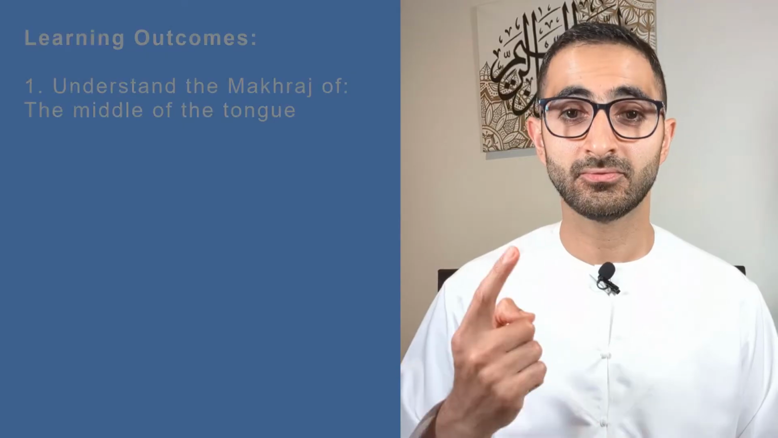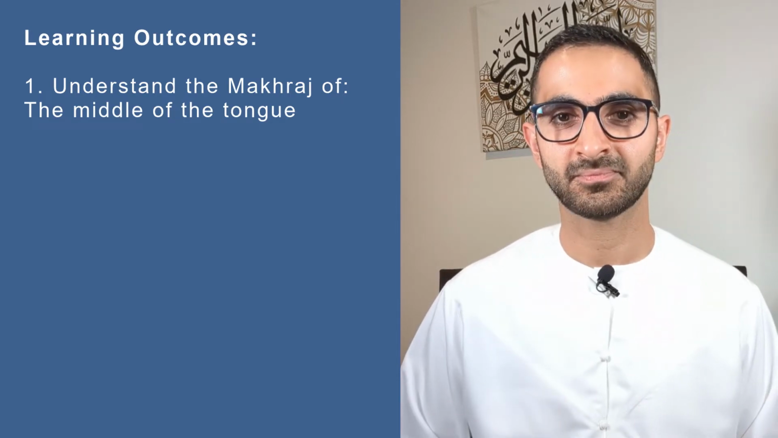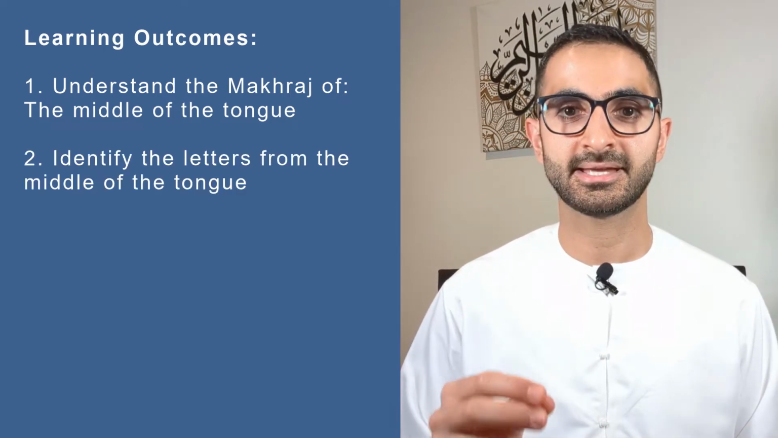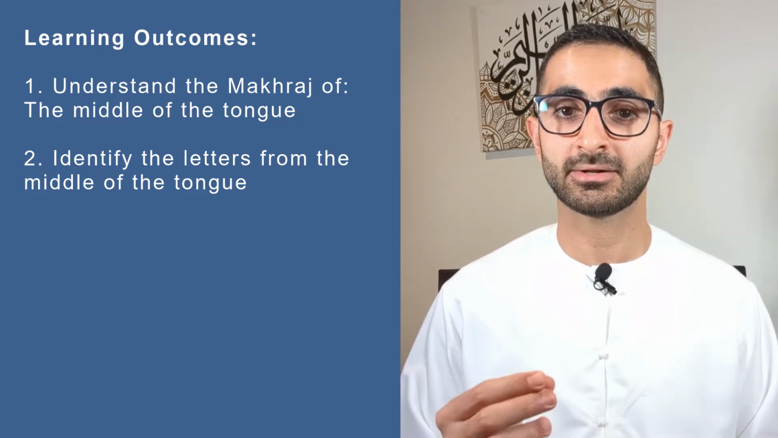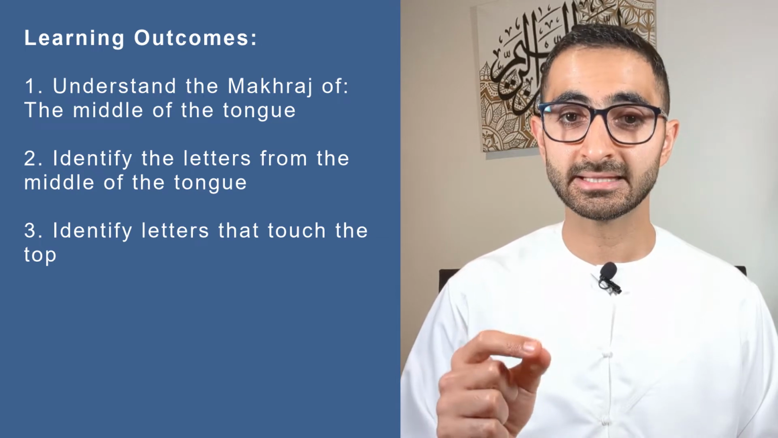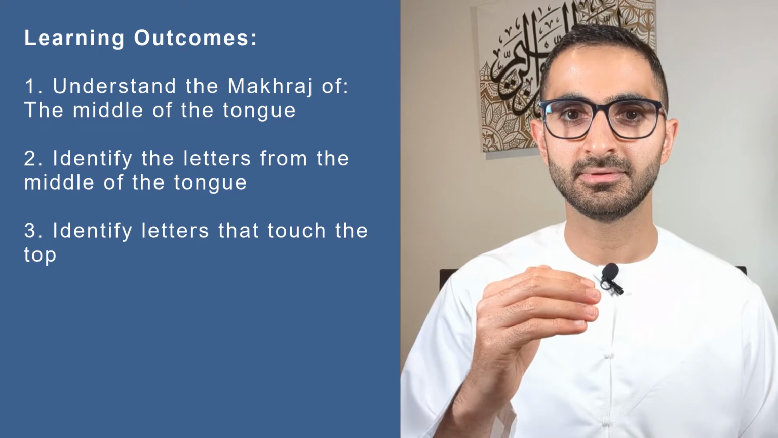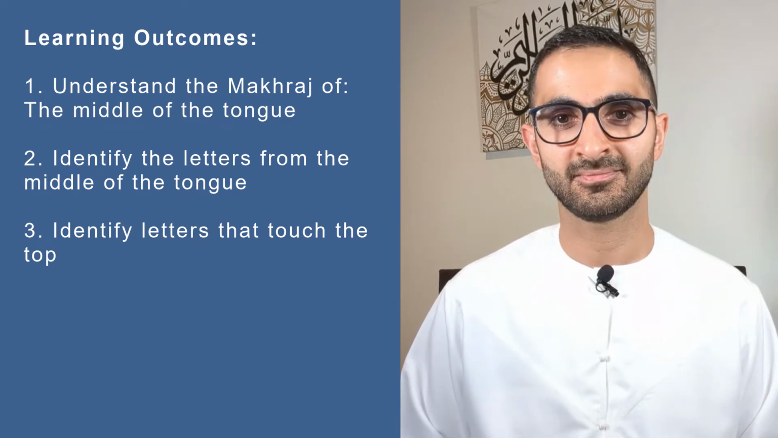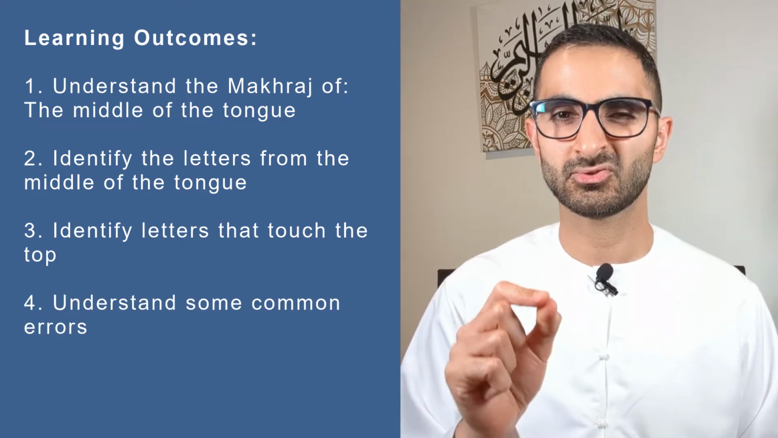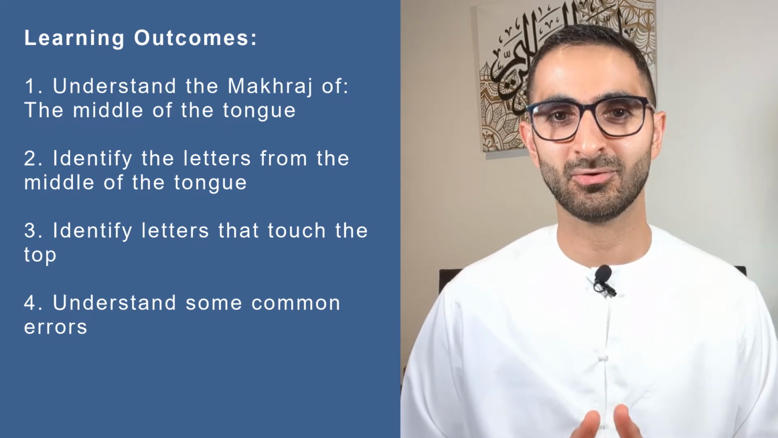What we want to get out of this video in terms of learning outcomes is four main points. The first one is to understand the makhraj of the middle of the tongue. The second one is to understand which letters come from the makhraj of the middle of the tongue. The third point is to understand which letters from the makhraj of the middle of the tongue touch the top and which don't. And the fourth point is to talk about some common mistakes with these letters that come from the middle of the tongue.